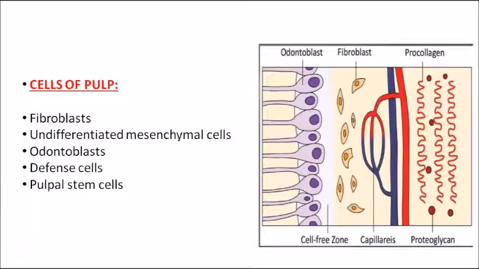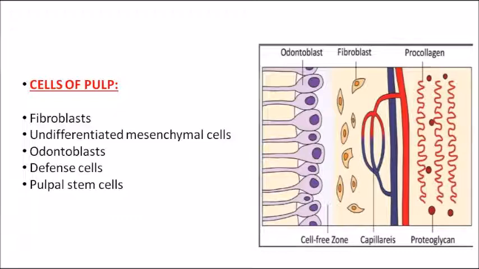Coming to the cells of the pulp, the pulp contains many varieties of cells, mainly fibroblasts. Fibroblasts are the main contents of the pulp, along with the other cells: undifferentiated mesenchymal cells, odontoblasts, defense cells and pulpal stem cells. The blast cells contained in the pulp are fibroblasts and odontoblasts. Fibroblasts give rise to fibers and odontoblasts give rise to dentin.